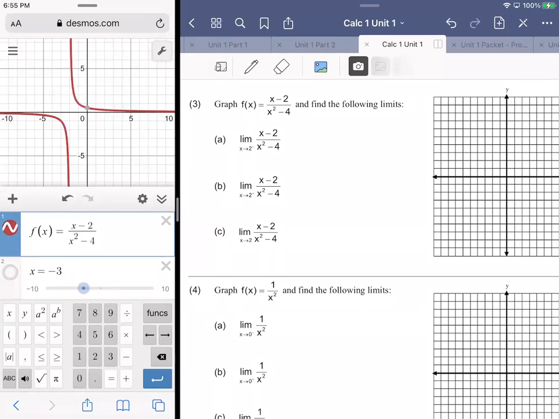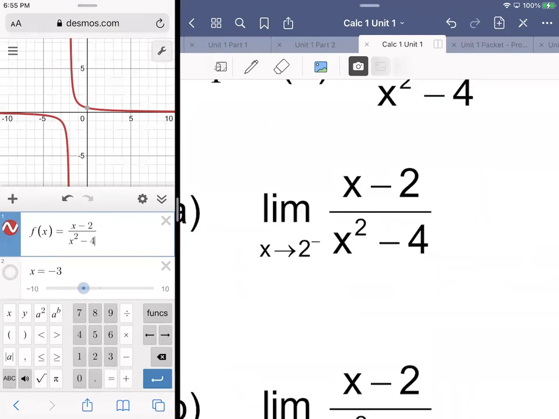The problem is this one has a point discontinuity. All right. So a point discontinuity, as we know from last class, is a hole in the graph. Right? I know I have a vertical asymptote at -2, but if you look at the question, it's saying as x approaches a +2.